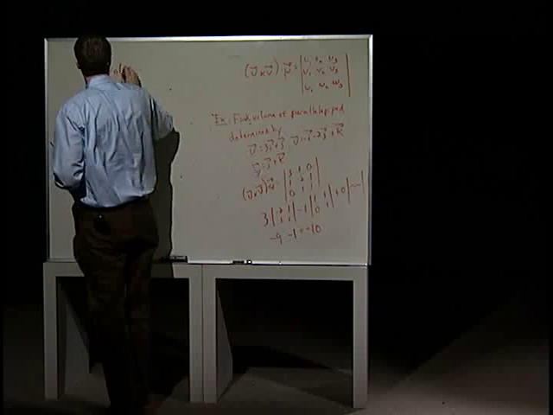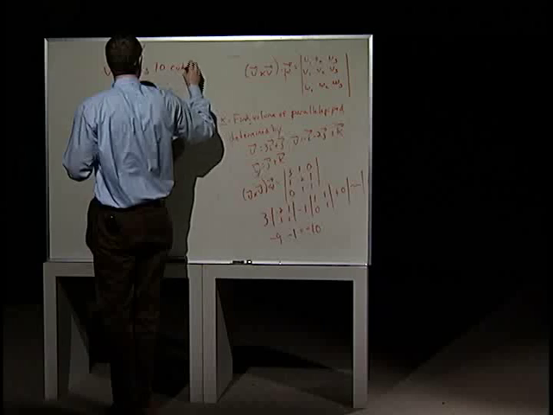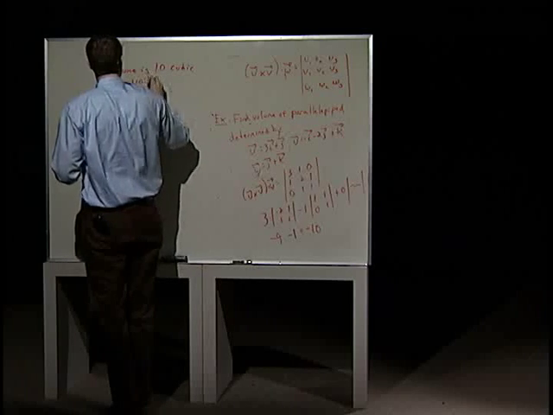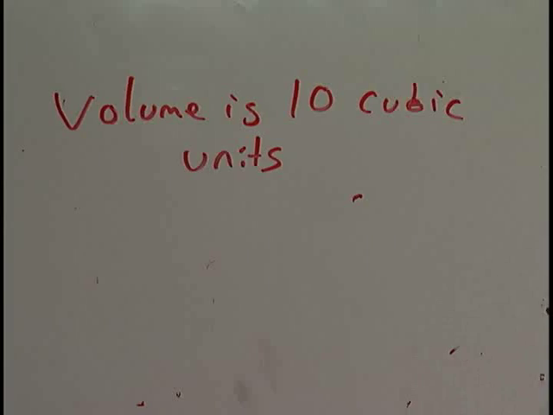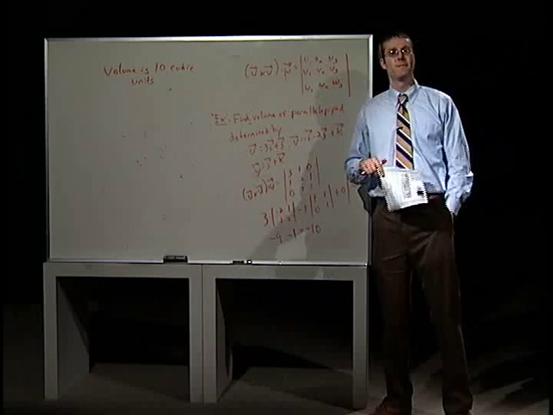All right. And so the volume is 10 cubic units. Again, volume is a quantity that must be positive, therefore we have to take the positive of this. Negative 10 is the actual triple scalar product, but the volume is 10 cubic units. Okay, that is it for the cross product.